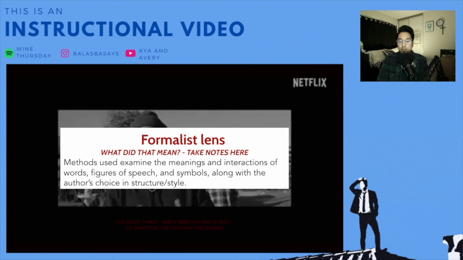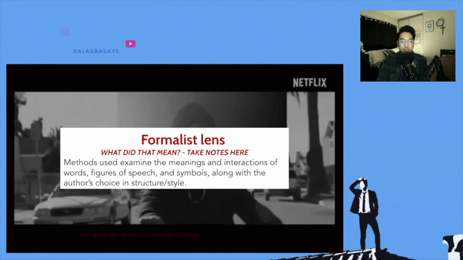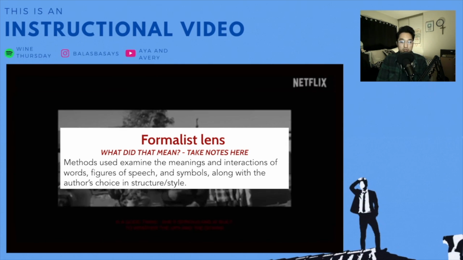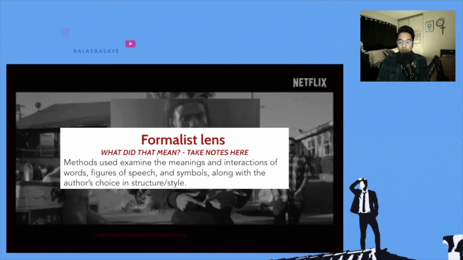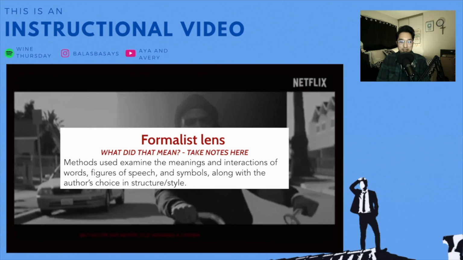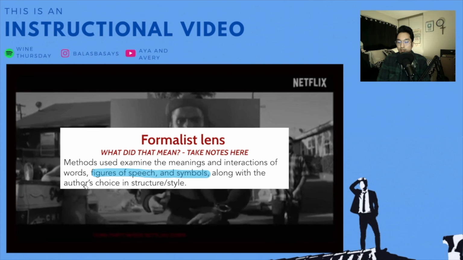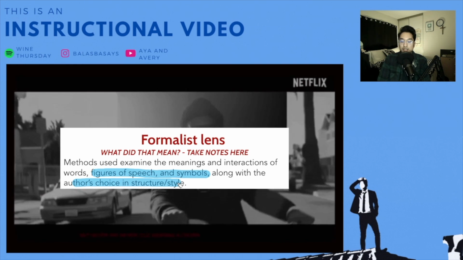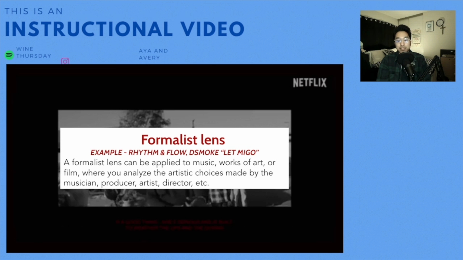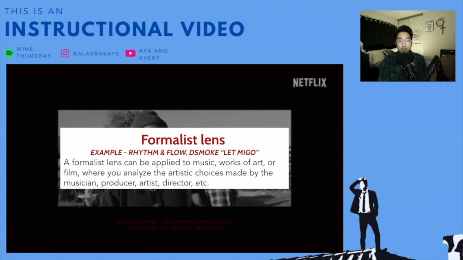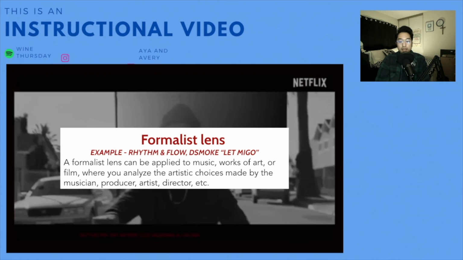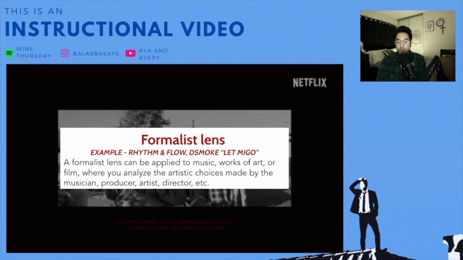Some methods could be interactions of words, particularly word choice, why you chose to use certain phrases or certain vocabulary to describe whatever it is you're talking about or reading. Figures of speech, symbols, along with the author's choice in structure and style. A formalist lens can also be applied to music, works of art, or even film, where you analyze the artistic choices made by a musician, producer, artist, or movie director.